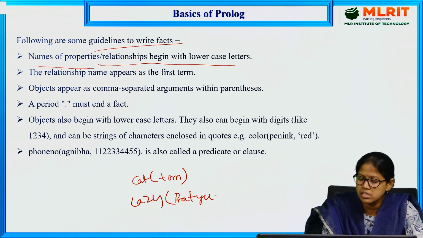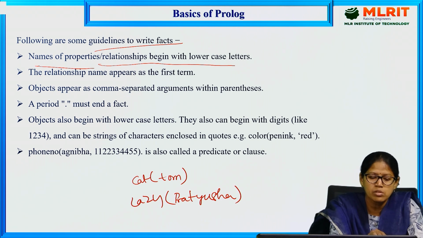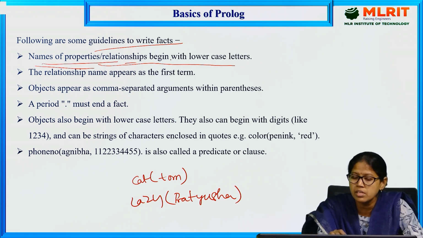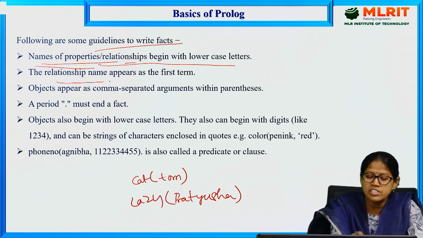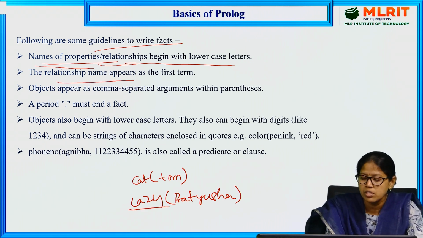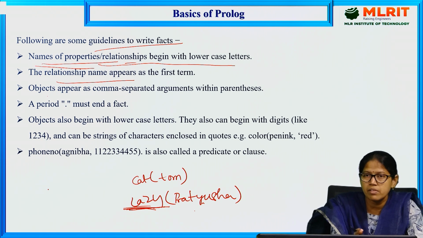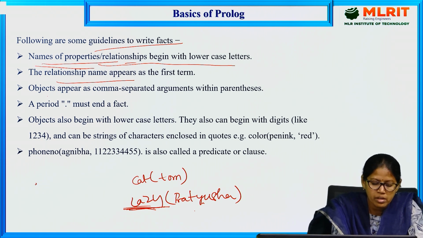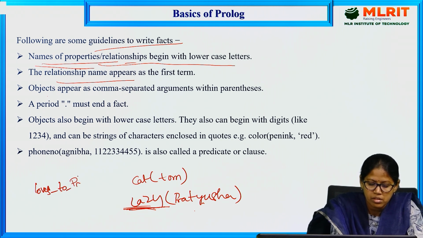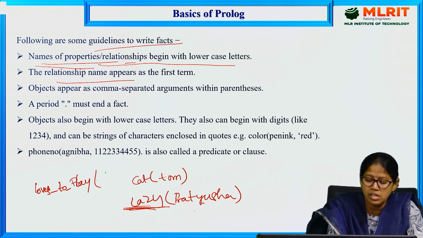Pratyusha, lazy, like this. So names of properties and relationships begin with lowercase letters. The relationship name appears as the first term. So Pratyusha is lazy. Lazy is the relationship that comes first. Objects appear comma separated. For example, Navas loves to play games. Then how will we write? First the relationship has to come. So loves to play. This is the relation. Then the objects that are separated with a comma.